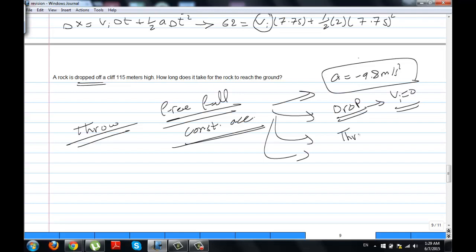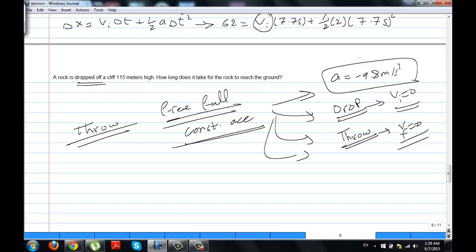If someone throws an object upward, be sure that the vf is 0. Those are some of the givens that sometimes are not mentioned in a problem, but you need to be able to get them yourself from your understanding of the pattern of motion.